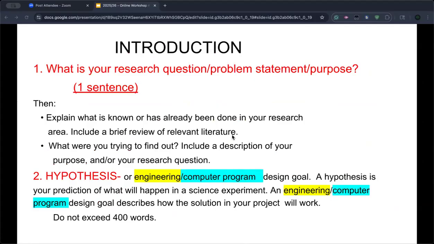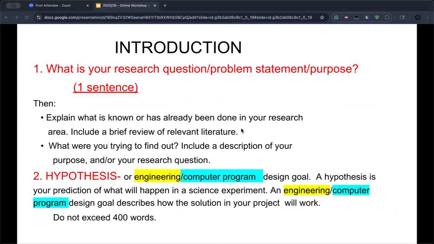Okay, so next is the introduction slide, which is basically starting off with your research question, problem statement, or purpose, which is what your research is all about and what problem you're trying to solve. And this should be one sentence. And then after that, you want to explain what is known in the current literature and what scientists have already been doing on your problem statement.